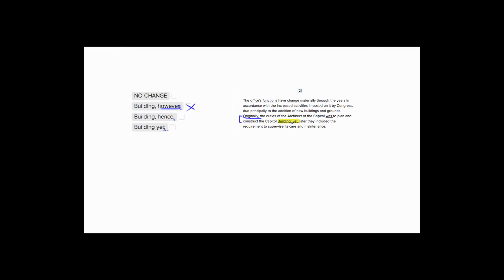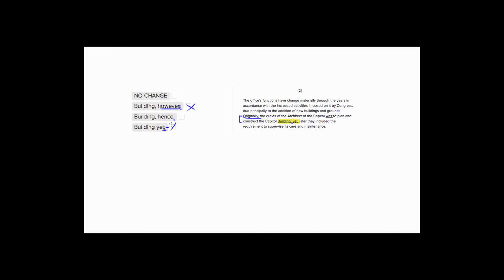So we have a semicolon after yet. So this is going to be the same issue as however. A yet is introducing a new thought, but you can't end a sentence, or in this case, a complete thought before a semicolon with a yet, because it just sounds awkward and it doesn't make any sense. It says the duties were to plan and construct the Capitol building yet. That's not a sentence because it doesn't introduce this second idea that would have to come after. So that doesn't make sense.